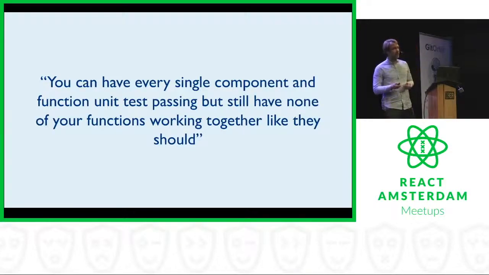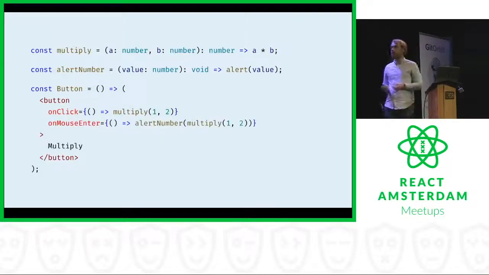But again, you can have every single component and function unit tested, but you still have none of your functions working together like they should, because you're only testing whether they each separately do what they should be doing. Here I have a simple example. The multiply function is this time working correctly. I've got a simple alert number function which alerts a value, and I've built a button. And I wanted the button to alert a number multiplied when you click on it.